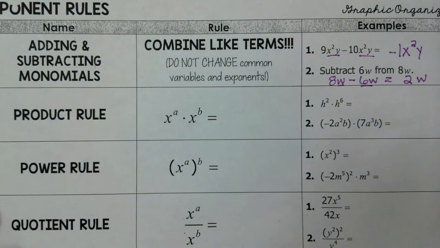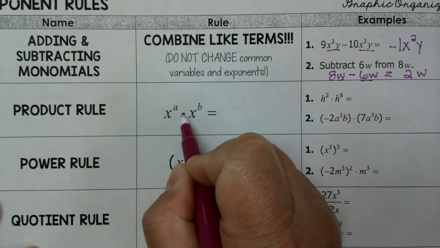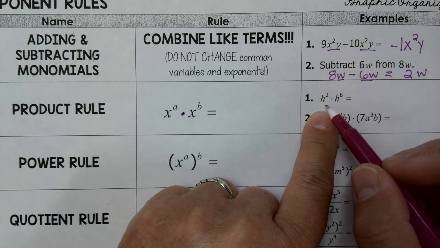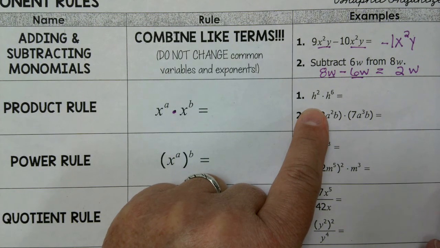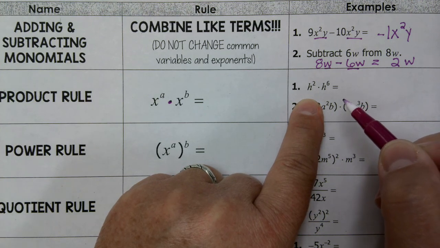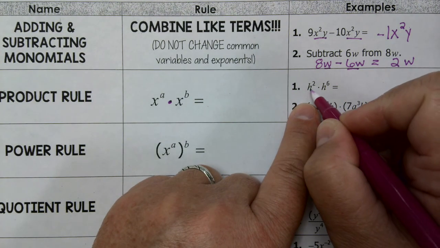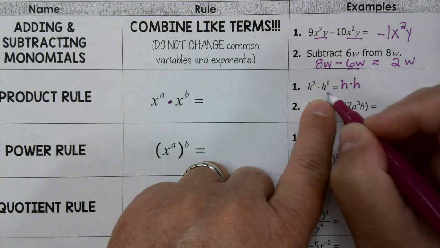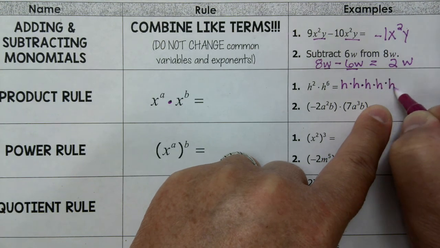All right, so moving on to the product rule. The product rule is, remember, product means multiply. So look what happens when I expand these. So you can remember the rule, which I also tend to call a shortcut. But if you forget the shortcut, you're unsure of the shortcut, you can always expand. So when I say h to the second, that is the same thing as saying h times h. And when I say h to the sixth, that's h times h 6 times.